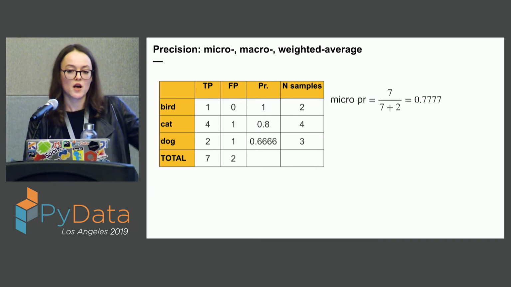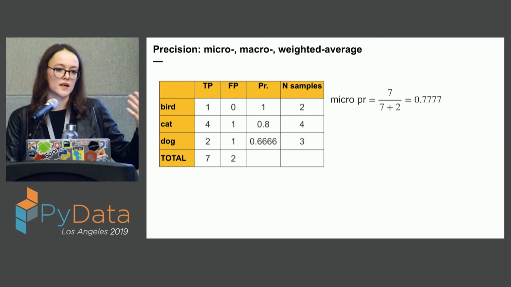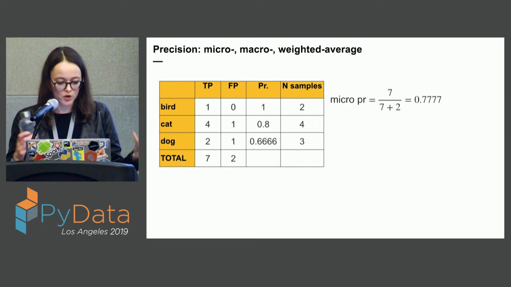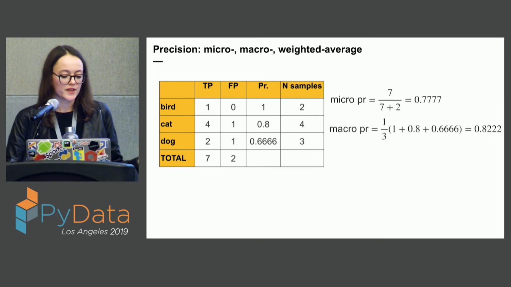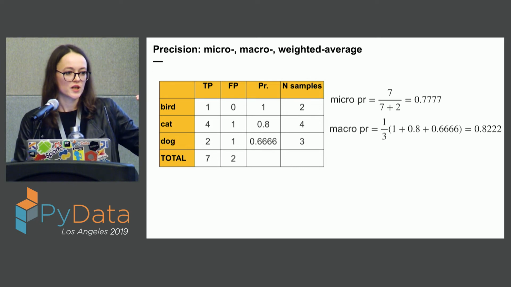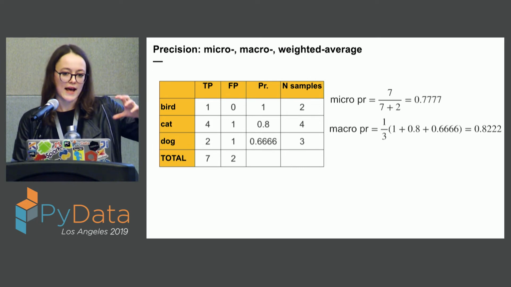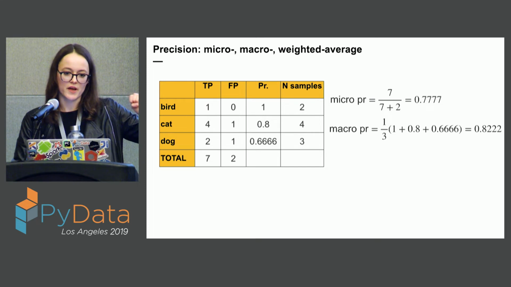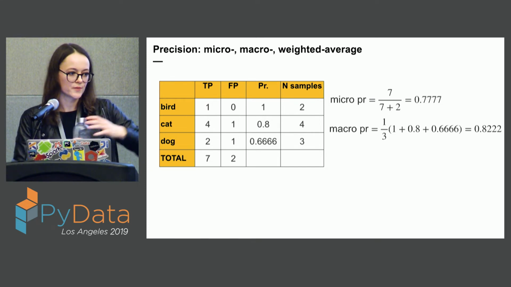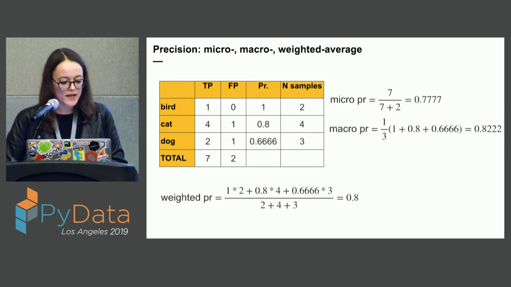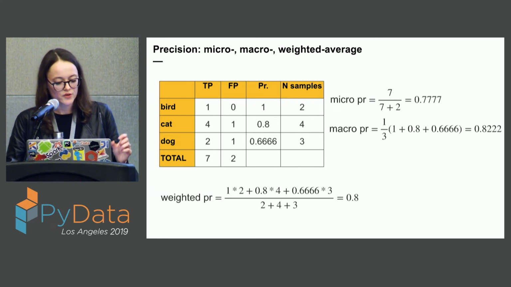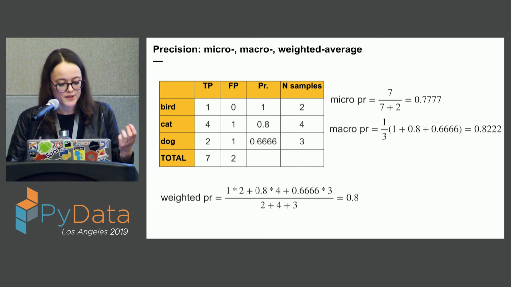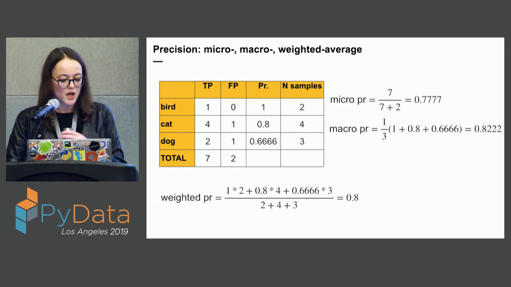So in this case, all the samples get taken into account in equal manner. Macro precision is going to be simply the average of per class precision. In this case, every class contributes equally to the metric. It doesn't matter how big or small it is. And the weighted precision is calculated by taking into account the sizes, so the number of samples within each class. So we get a slightly different metric.